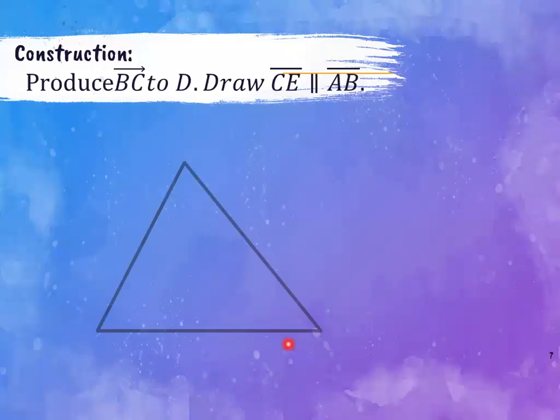You have been given triangle ABC. This is given to you, and you have to prove that the sum of the measure of the angles of a triangle is equal to 180 degrees. Now this is angle A, this is angle B, and this is angle C. Now to prove that, we are going to do a small construction here.